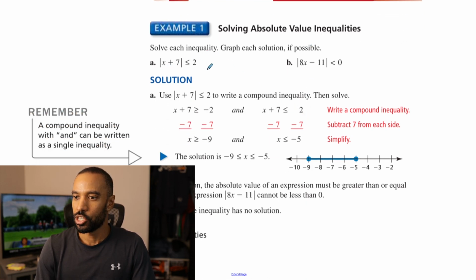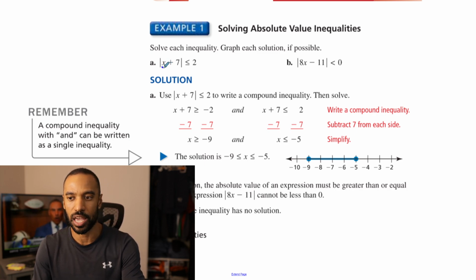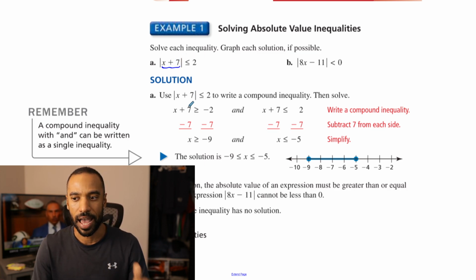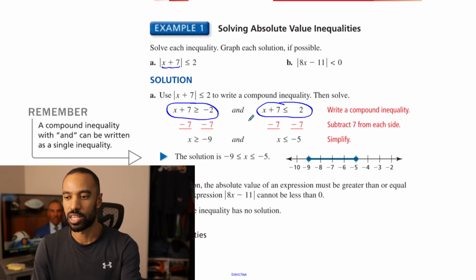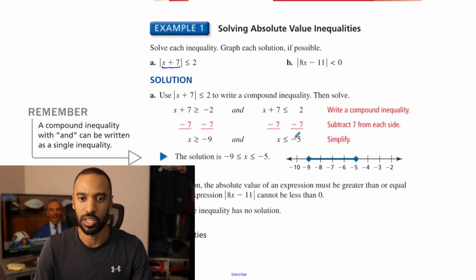Okay, solve each inequality, graph each solution if possible. The absolute value of x plus 7 is less than or equal to 2. Just like absolute value equations, we're not trying to solve for x immediately. We're trying to make sure that we understand what x plus 7 can represent. The absolute value of something can be less than or equal to 2. So that something needs to be less than or equal to 2, and it needs to be greater than or equal to negative 2. We'll subtract 7 from both sides to get the result. x is greater than or equal to negative 9 and less than or equal to negative 5.